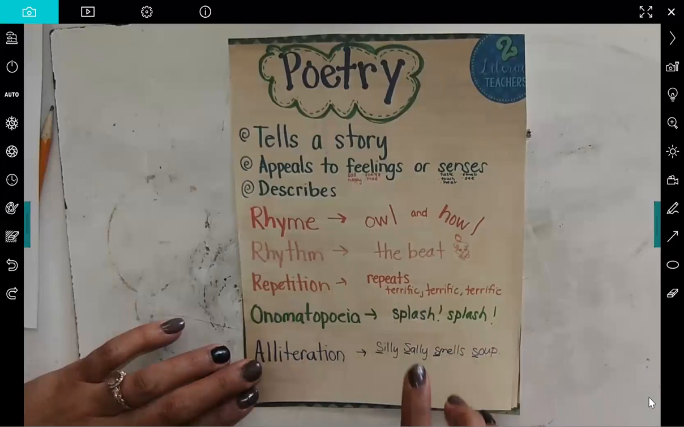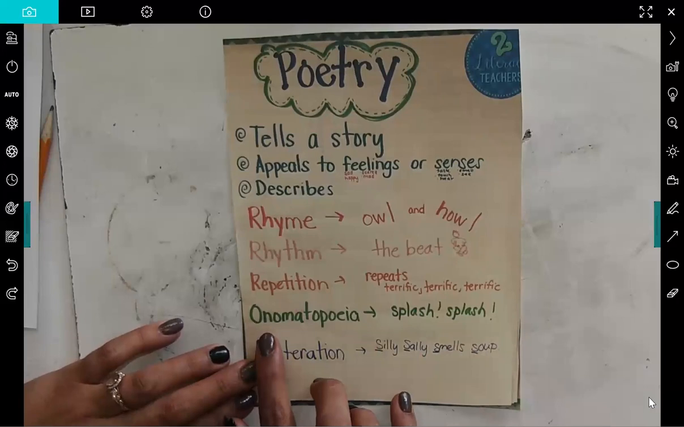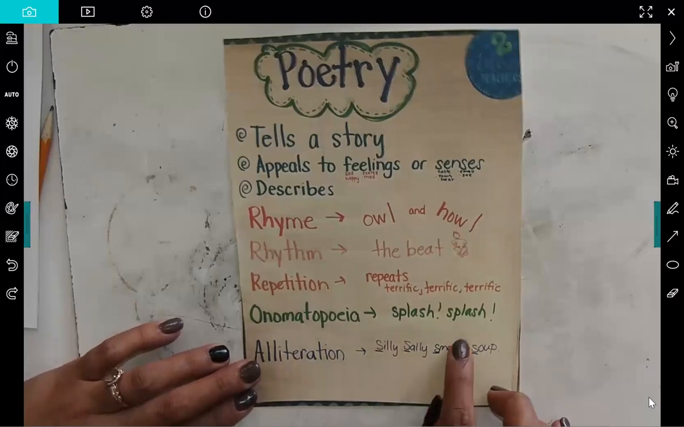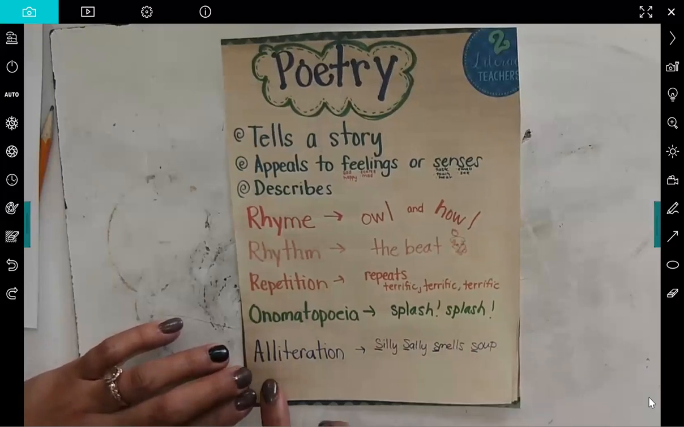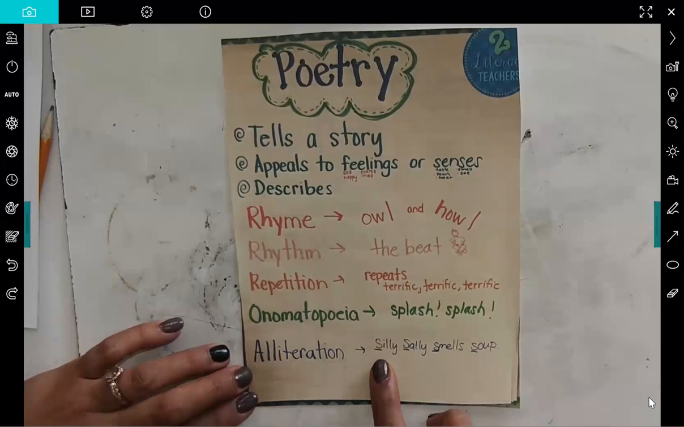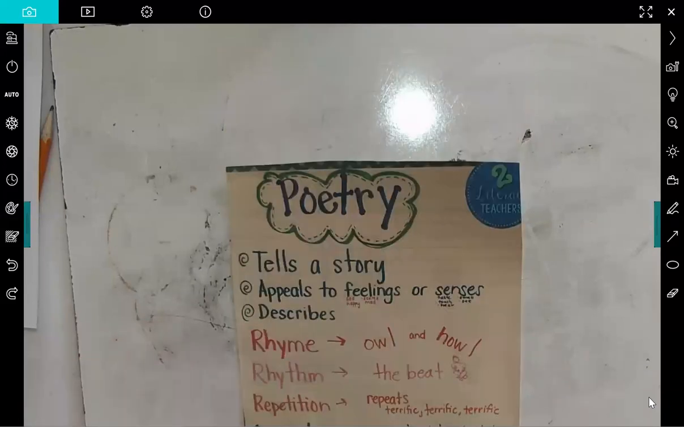That means they repeat. Terrific, terrific, terrific. We love this word. Sometimes poems have onomatopoeias, sound words like splash, bang, or whiz. And even sometimes they have alliteration, which is when you'll see lots of the same letter. So silly Sally smells soup. Sally sells seashells at the seashore. That is a type of poem.